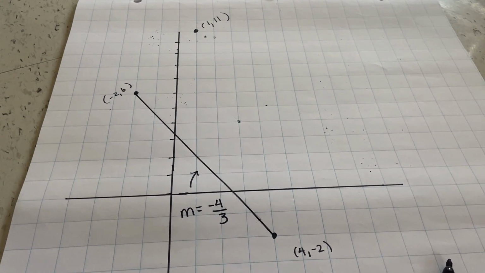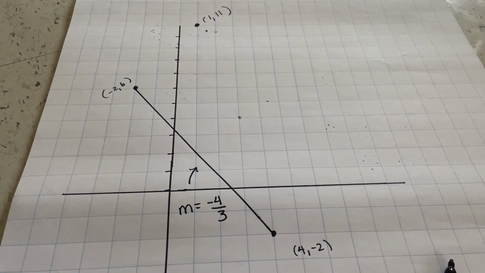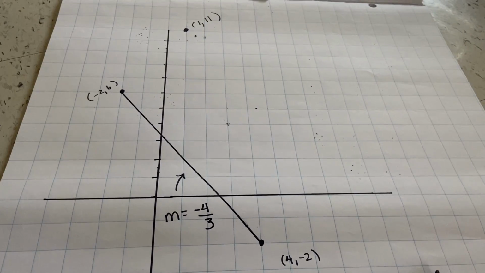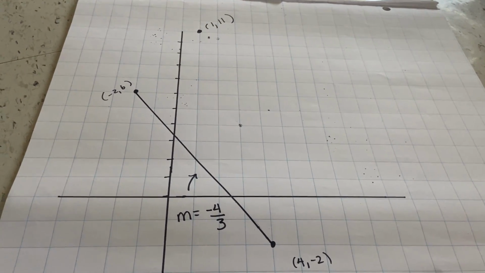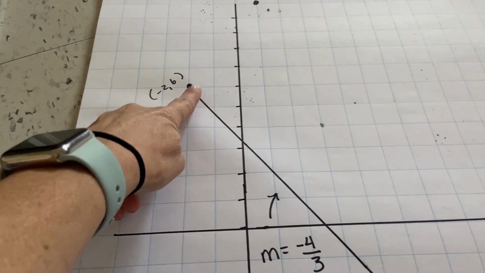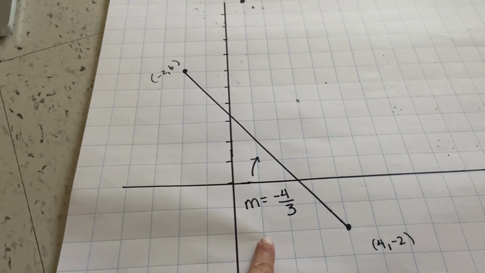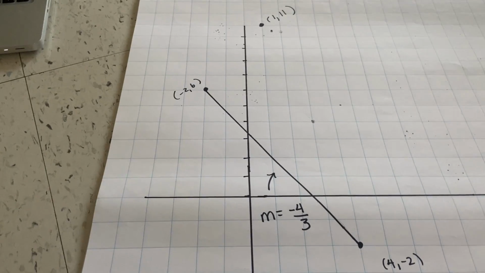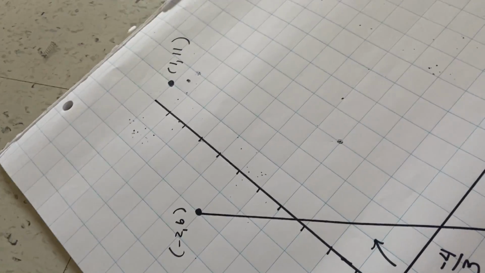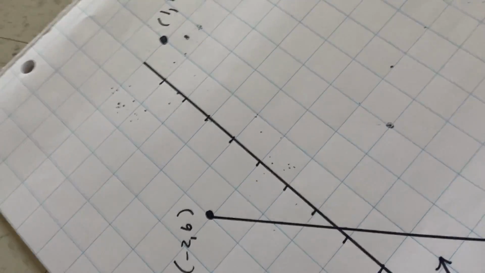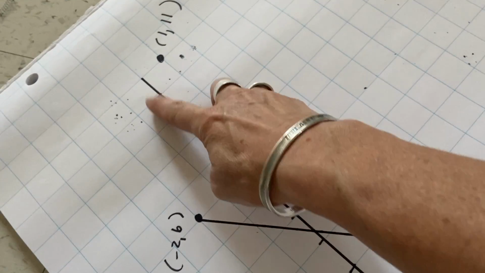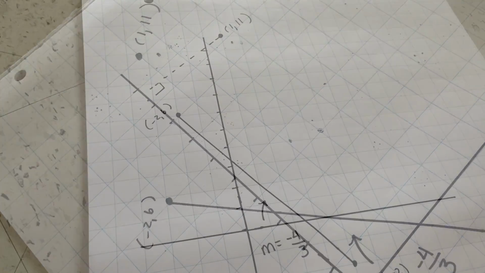I have drawn the points from Desmos onto my chart paper, and I've decided that I want the line that goes from (-2, 6) to (4, -2) to be the base of my triangle. And I've already calculated previously that that slope is -4/3. Down 4, across 3, down 4, across 3. What I want to do is find the height, and the height is going to be perpendicular to that. The height is going to be the perpendicular line that goes from (1, 11) down to that base.